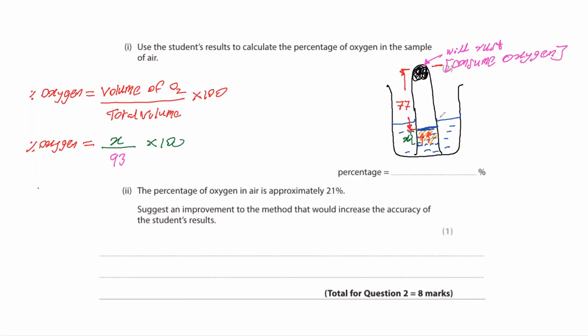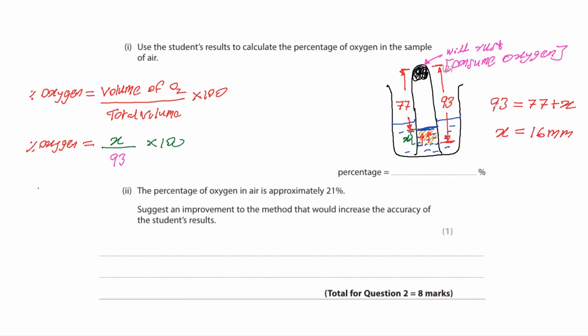We know that the height from here to the bottom at the beginning was 93. Now when you put all these three things in one diagram, you can see that 93 equals, when you look from the other side, 77 plus x, isn't it? So 77 plus x equals 93. From that I will be able to find x, the height of the oxygen. When you do that, x is 16.